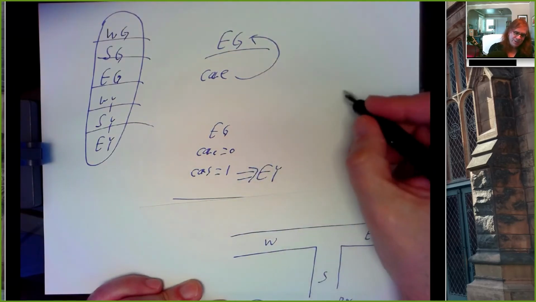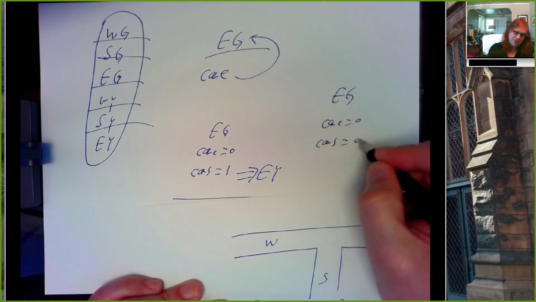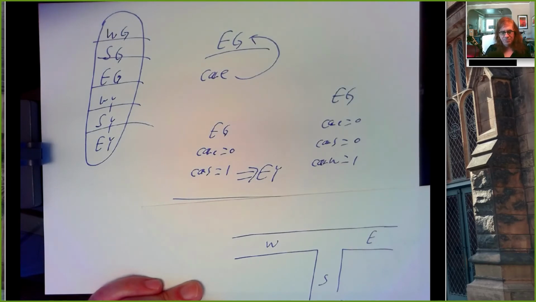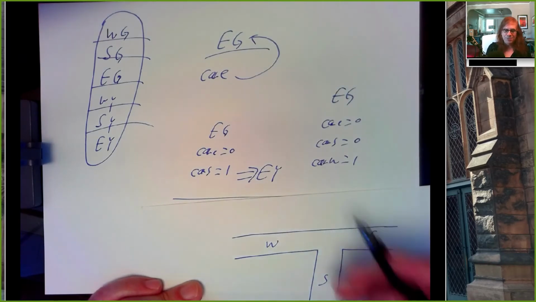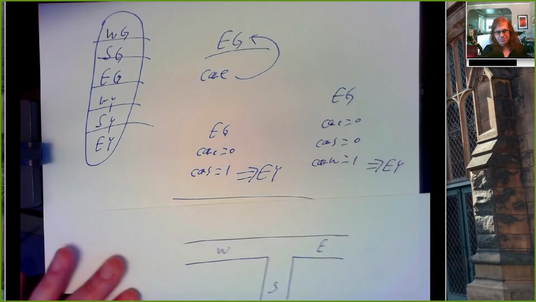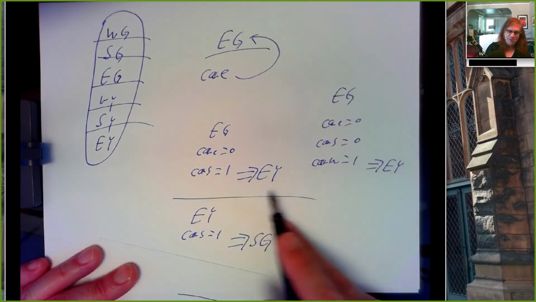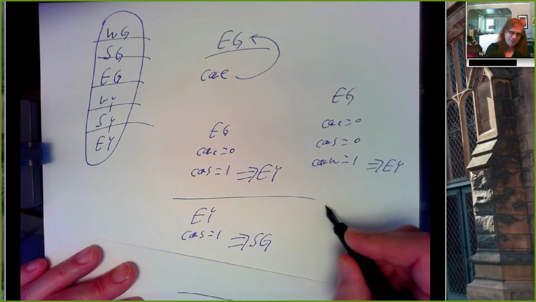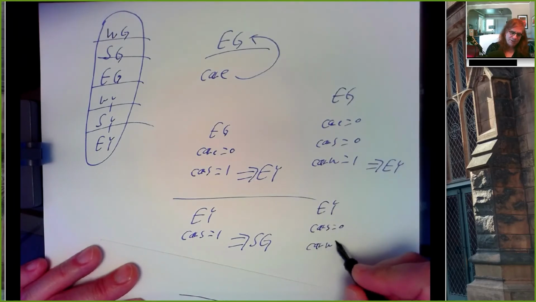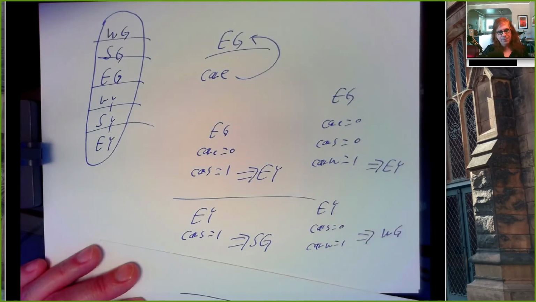If you're in east green, and there's no car to the east, and there's no car to the south, but there's a car to the west, then we're going to give that western car permission eventually, but first we're going to go to east yellow. So in either of these cases, we're just going to say our new state is east yellow. But when we're in east yellow, if there's no car to the south, but there is a car to the west, then we're going to go to west green.